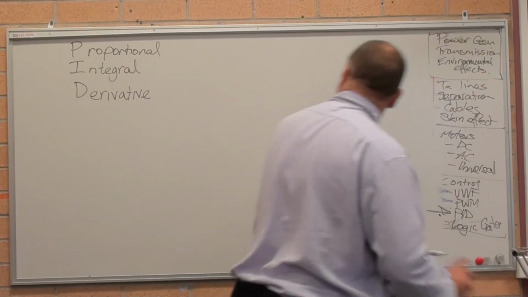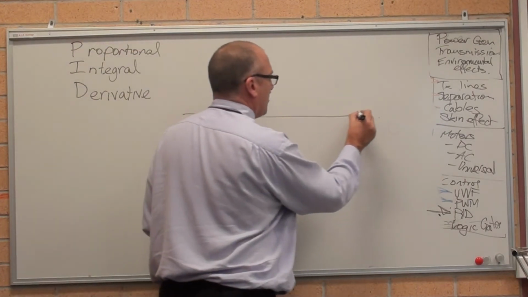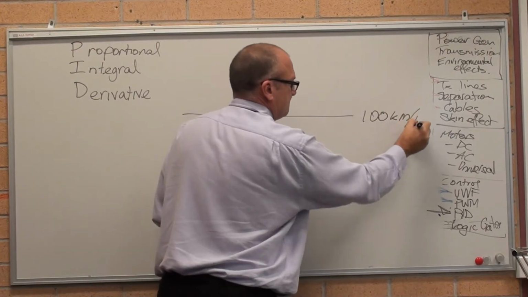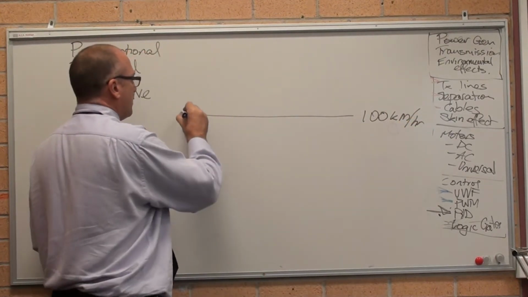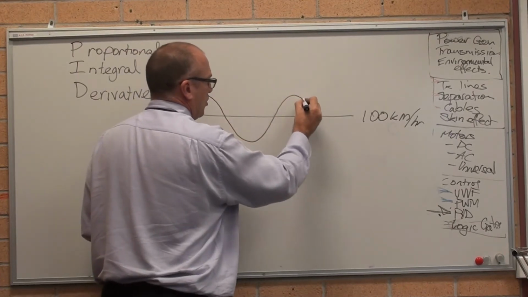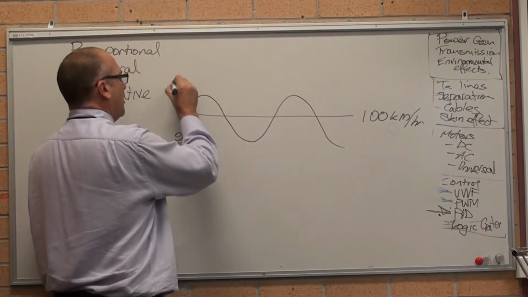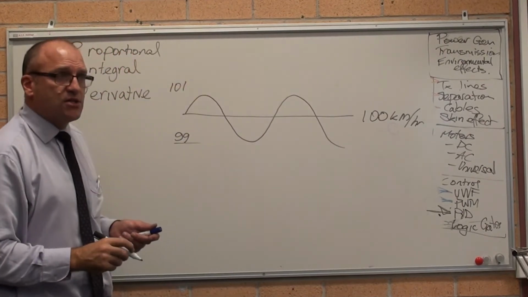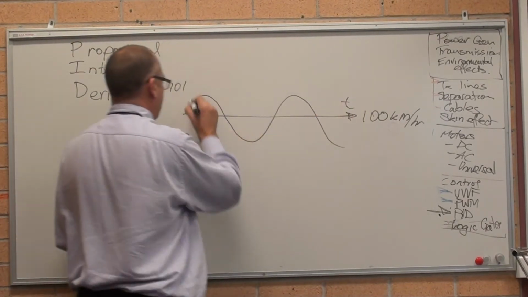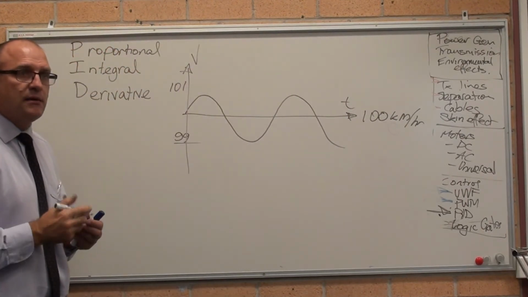So, proportional. Here's my set point, 100 kilometres an hour on a cruise control. Proportional means I might be looking like that as being, that might be 99, that might be 101 kilometres an hour versus time. So that's time, that's velocity or speed. Yeah?